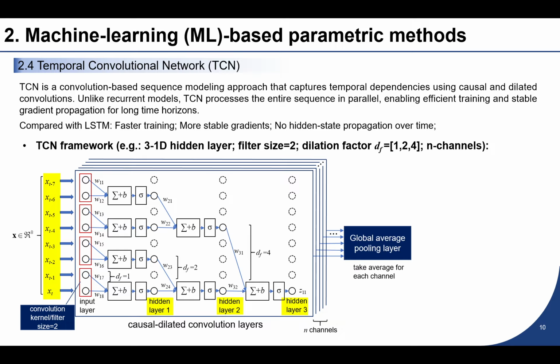After the causal dilated convolution layers, a global average pooling layer is applied. This layer computes the average value along the time dimension for each channel, effectively summarizing each feature map into a single scalar. As a result, the output of the pooling layer is a fixed-length feature vector, whose dimension equals the number of channels. Finally, a fully connected layer maps the pooled feature vector to the output space. The output dimension is determined by the forecasting task, such as single-step or multi-step prediction.